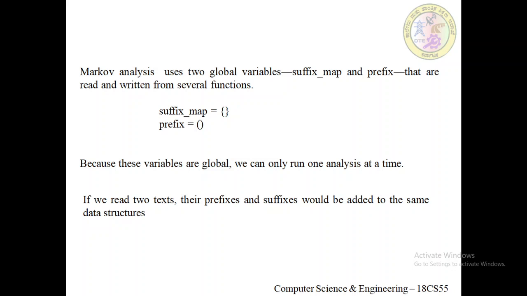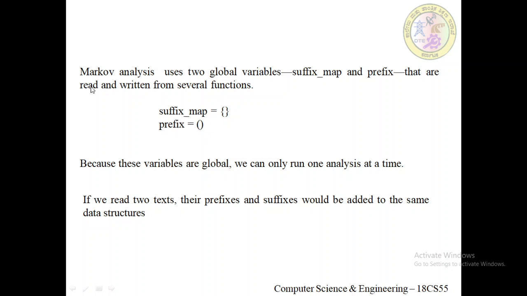As an example, take the words "the", "and", "or". What is the probability that these words might appear in the next sentences? That is Markov analysis. This Markov analysis uses two variables, the suffix map and the prefix. Since these variables are global, we can only run one analysis at a time.